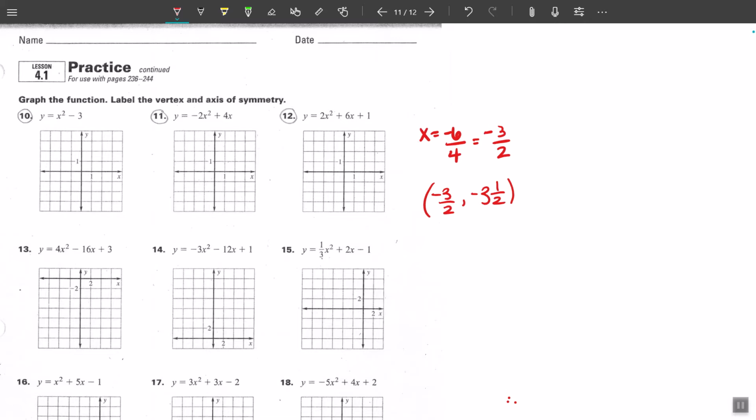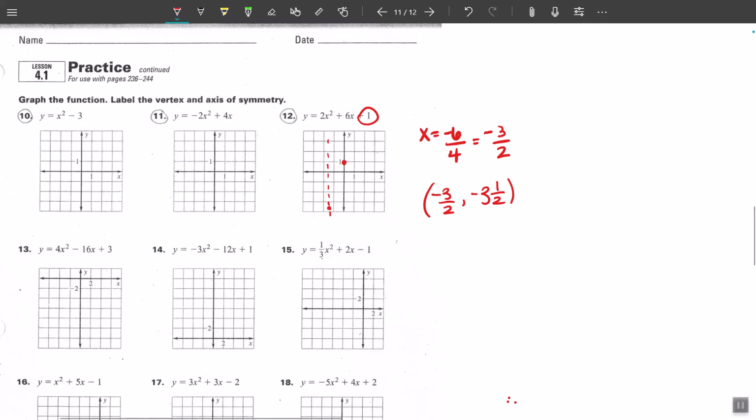So that's going to put our vertex right here. Okay. And so there's our vertex, and our axis of symmetry is going to run through that point. And we know this is going to be opening upward. So again, I could put in an x and calculate out my y and then mirror it over, or I could look right here at my c, which is 1. And I can say, okay, my y-intercept is going to happen at 1. So I'm going to put that right there.